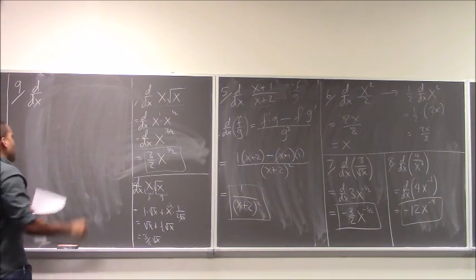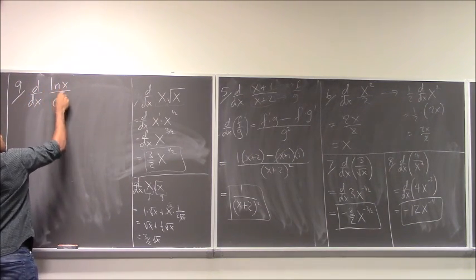How would we do the derivative of ln x divided by e to the x?